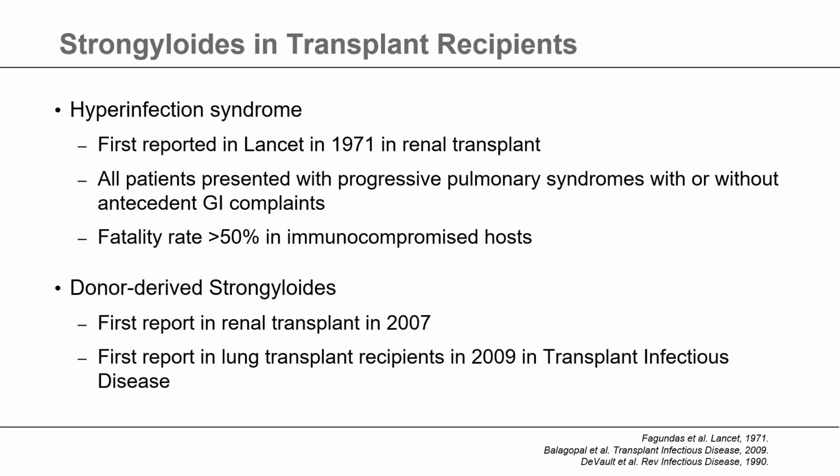We know that the hyperinfection syndrome was first reported in The Lancet in 1971 and has a fatality rate of more than 50% in immunocompromised hosts. Donor-derived strongyloides was first reported in a renal transplant patient in 2007, and then first reported in a lung transplant recipient in 2009. I bring this up because we were able to manage this recipient successfully. We used ivermectin and then acquired approval to be able to get ivermectin IV from our veterinarian supply locally here in Boston. And it was very challenging because the patient was quite sick for a month, but the patient ultimately did well. But what was the issue here?